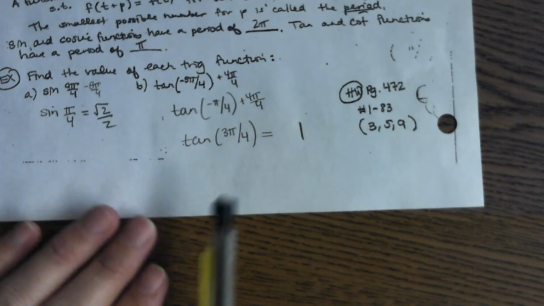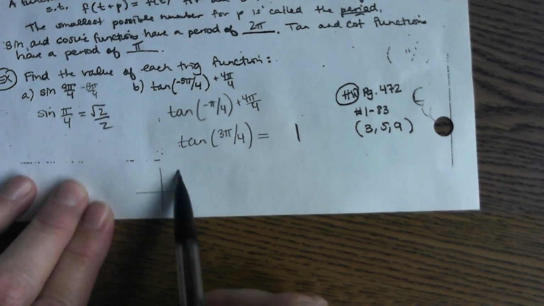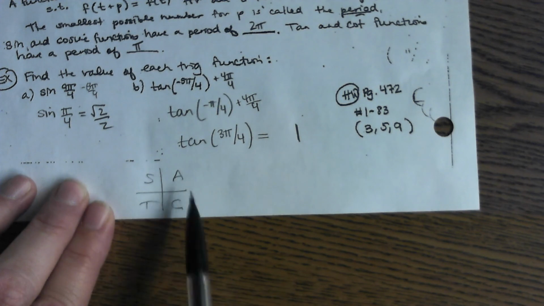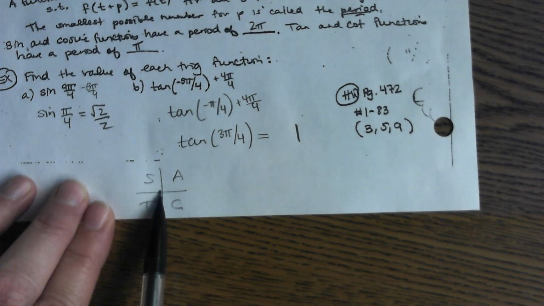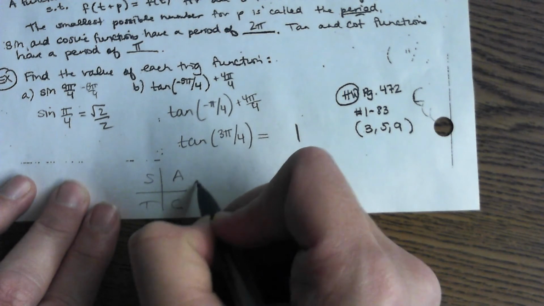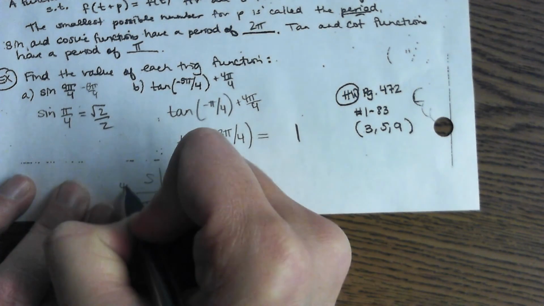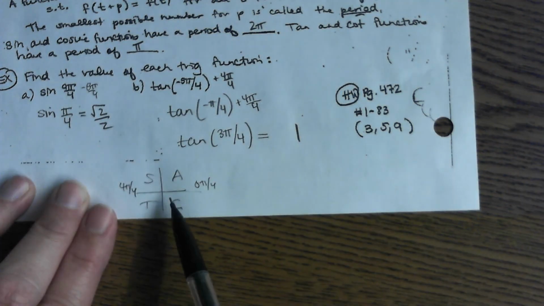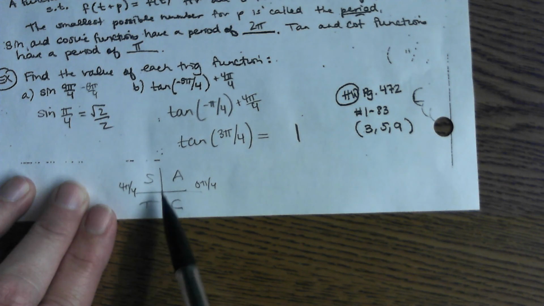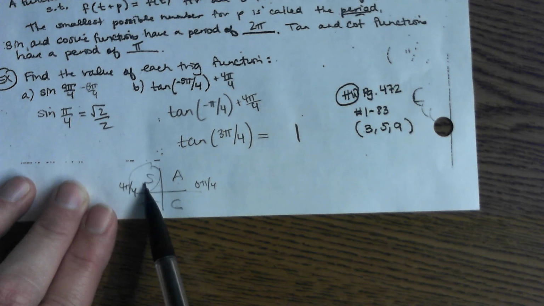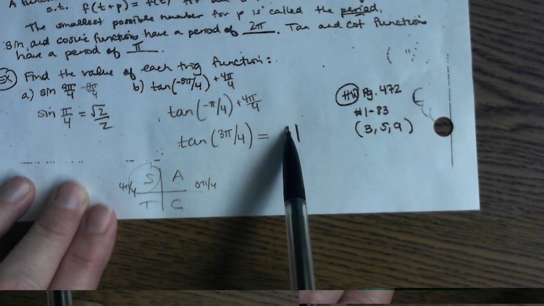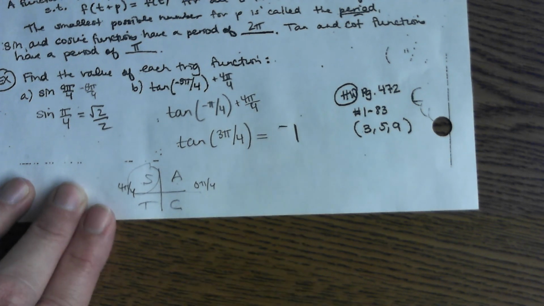But what quadrant are we in? 0 pi over 4, 4 pi over 4. So where's 3 pi over 4? First, second, third, or fourth? Second. So tangent should be negative.